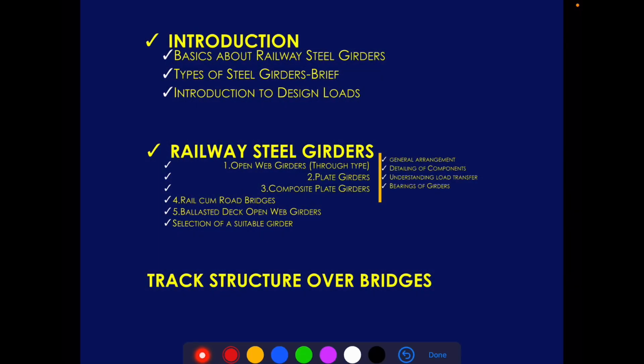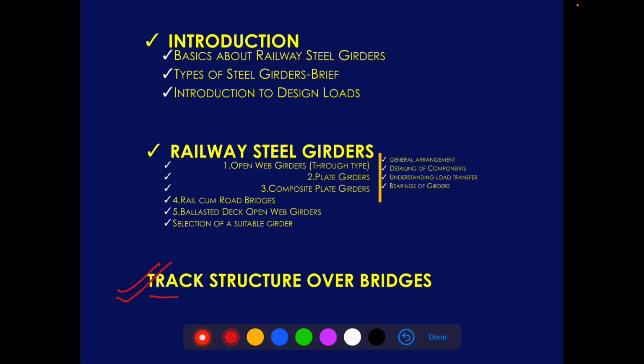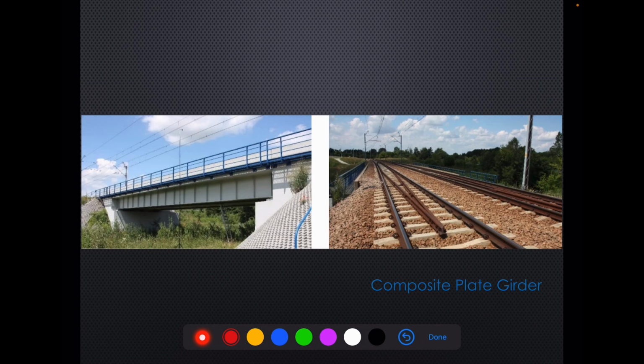Hi. So we are at the last session of this course, that is track structure over bridges. So the bridges which are provided with concrete decks like composite plate girder or ballasted deck open web girders, there is no problem in continuing the existing track structure over the bridge also. Here is the bridge. So we can continue with the same kind of stone ballast, concrete sleepers, railway track assembly over the bridge portion also.